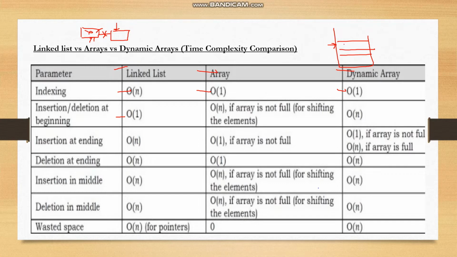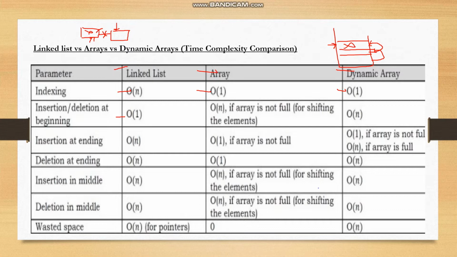So if we have to delete that index, we will have to shift all the elements which are falling after that element upwards, right? As you can see, we will have to traverse all the n elements after that first element. So it's O(n). Same in the case of dynamic array, it's O(n).